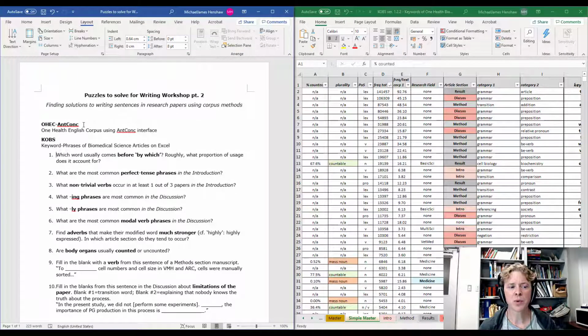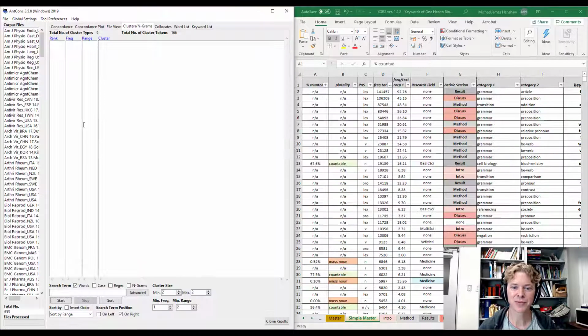So question 1, which word usually comes before "by which"? And roughly what proportion of usage does it account for? This is a very specific question, and when we have specific questions, they're easier to answer. I'm just going to use this AntConc, and I already have loaded the OHEC corpus. If you're not familiar with how to load and use the basics of this tool, I recommend that you watch part 1, a video that I made some time ago to explain the basics.